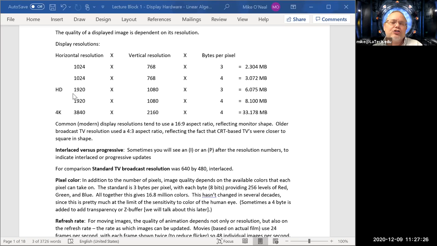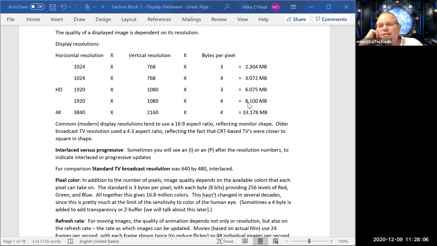So HD, high definition, the first HD standard was like 1920 by 1080. And if you took 1920 over 1080, you'd see that that's a 16 by 9 aspect ratio. And again, you can have 3 bytes per pixel, which is normally what's done, or in some cases you have 4. But you see that now one HD image is over 6 megabytes. And if you add that Y, or you add some transparency level, now you're at over 8 megabytes for one still image. And remember, you're going to want 30 frames a second.